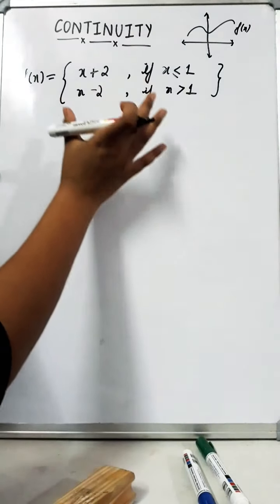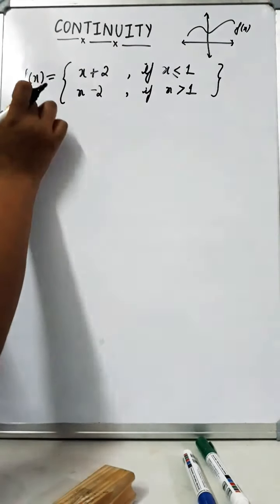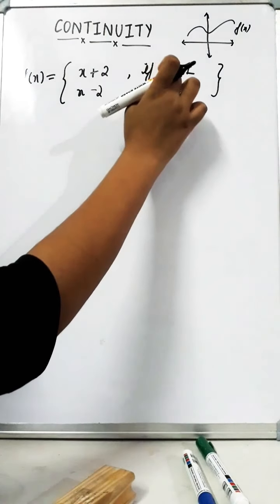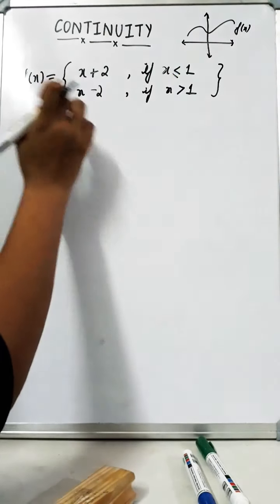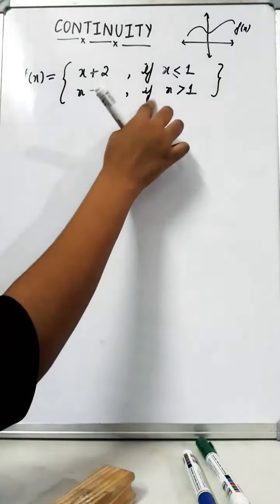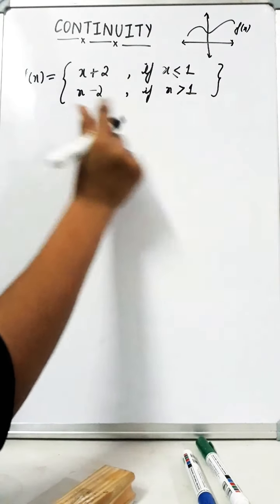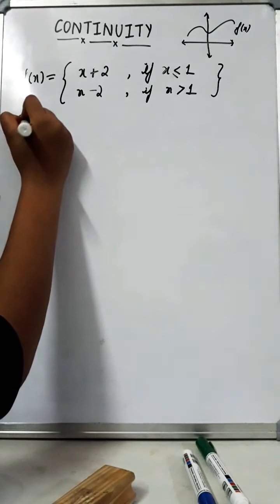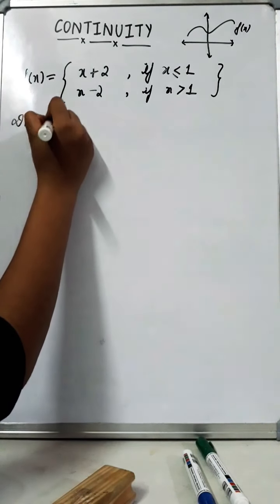Now pay attention to this question. Here f(x) is defined in two ways. x plus 2 when x is smaller than or equal to 1, and x minus 2 when x is greater than 1. And now we have to check the continuity of this function. The question is asked like this: discuss the continuity.